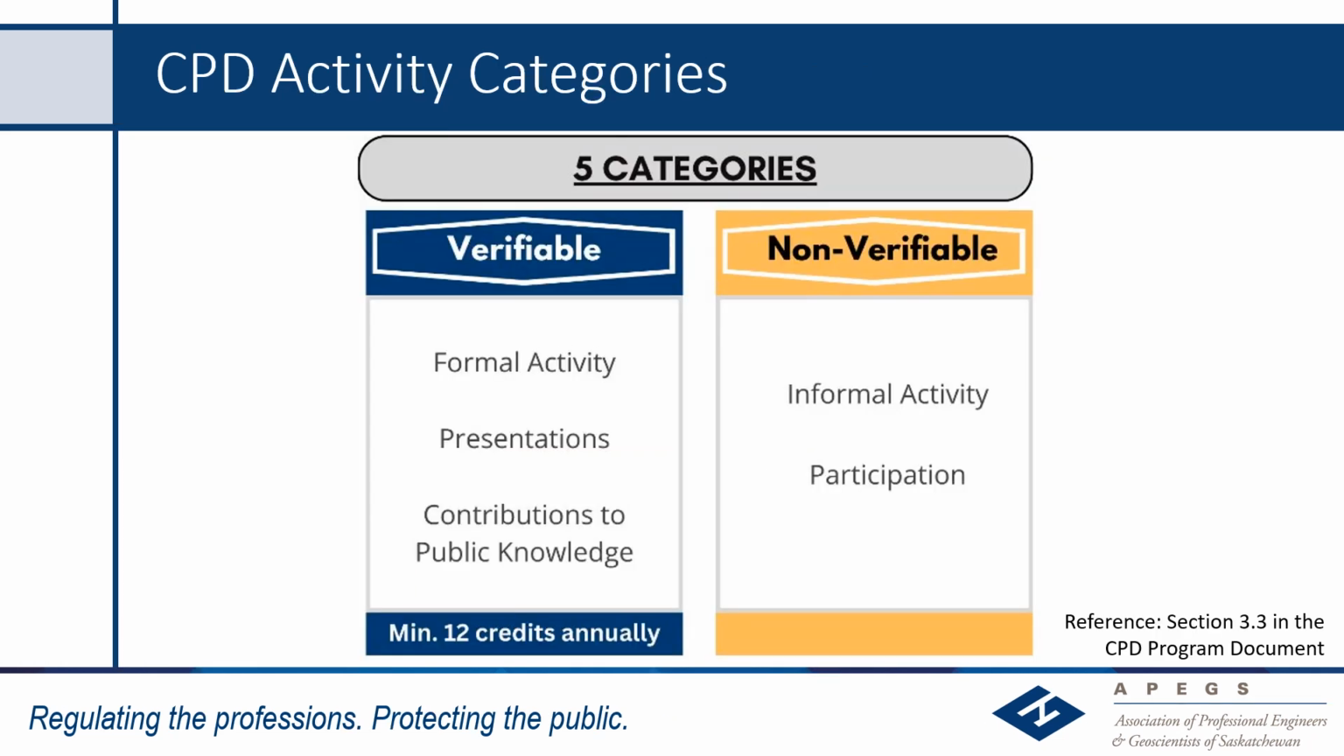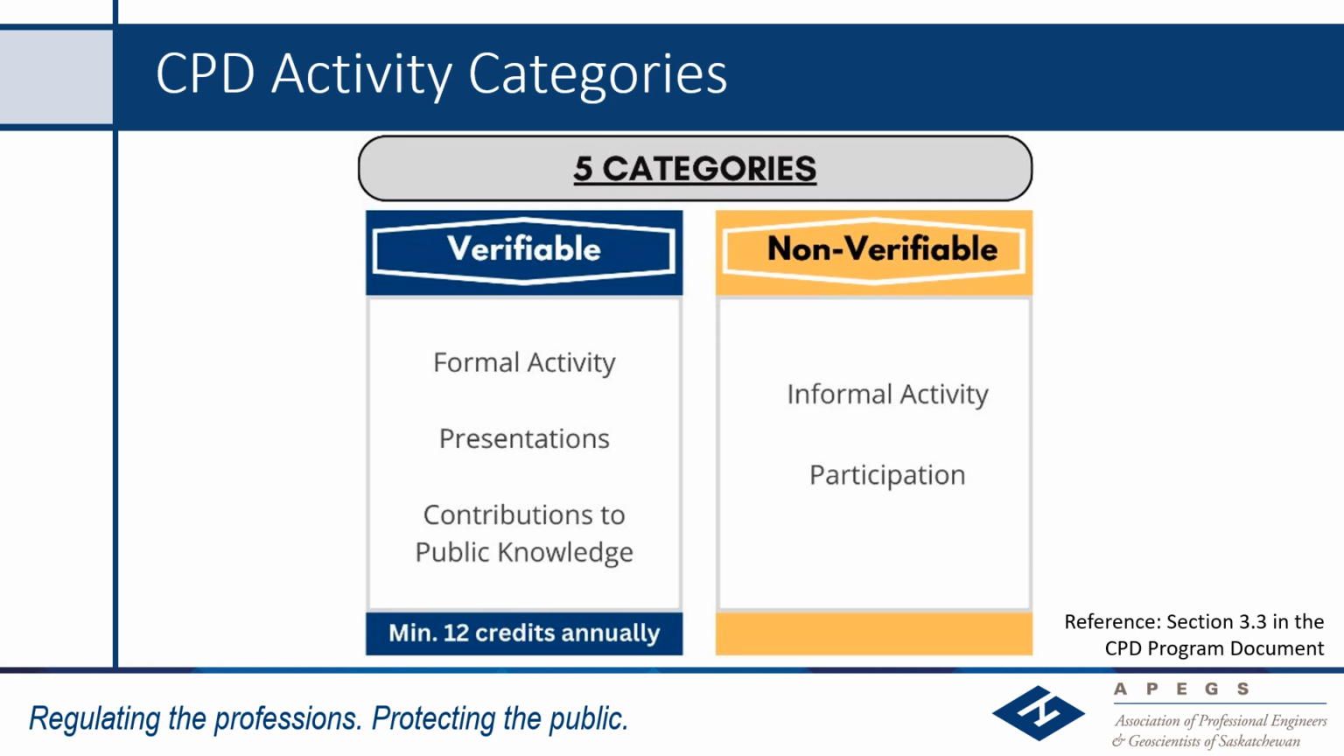There are 5 activity categories in the APEGS CPD program. Starting in 2024, the categories have been classified as either verifiable or non-verifiable. The verifiable activity categories are formal activity, presentations, and contribution to public knowledge. Verifiable activities are those that can be objectively verified by a third party as evidence of completion. Please refer to the CPD program document for examples of acceptable verification documents. Members are required to keep personal copies of these documents for a minimum of 3 years.